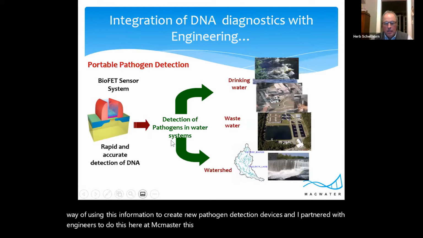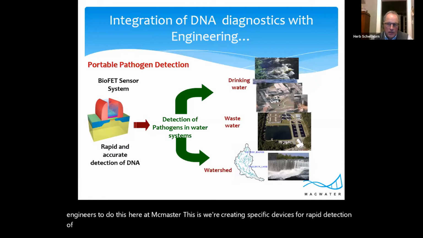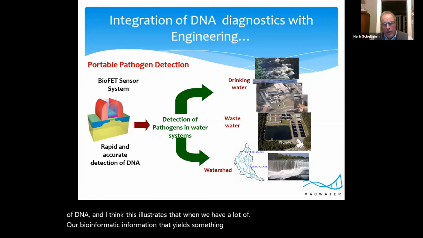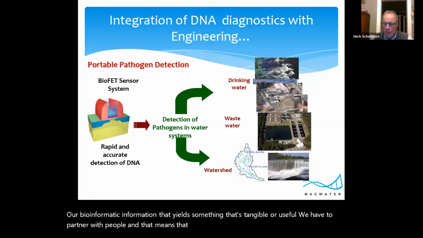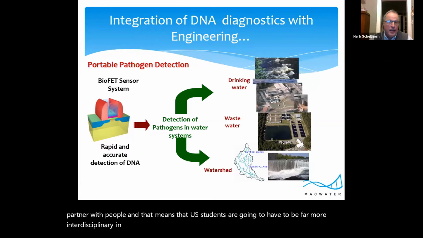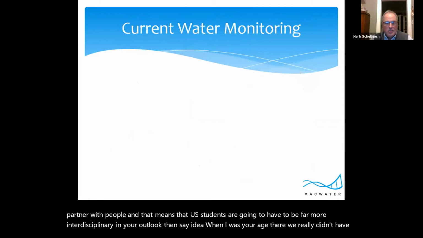We're creating specific devices for rapid detection of DNA. I think this illustrates that when we have a lot of bioinformatic information that yields something tangible or useful, we have to partner with people. That means that you as students are going to have to be far more interdisciplinary in your outlook than, say, I was when I was your age. We really didn't have bioinformatics in the sense that we do today.